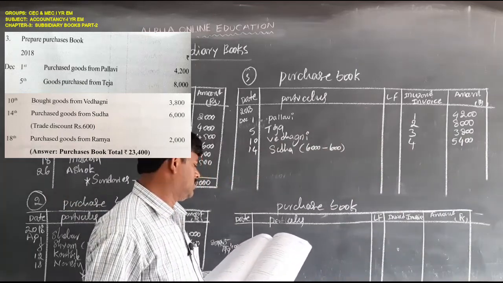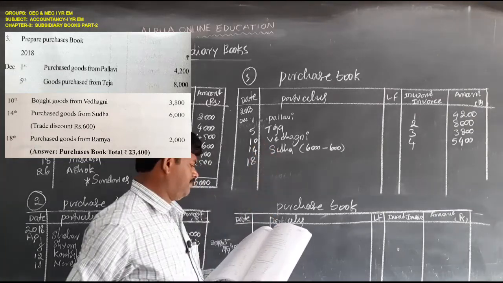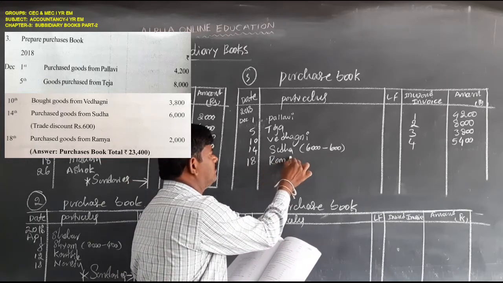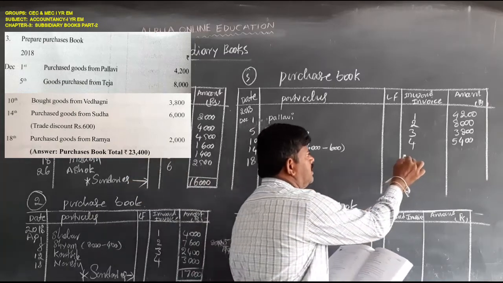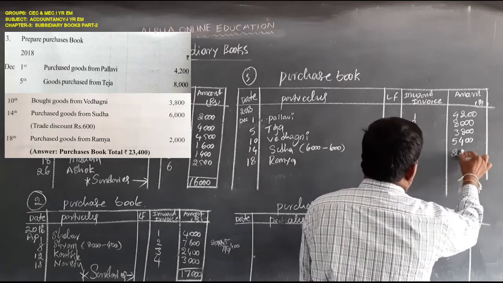Next, date number 18, December 18, Ramya. There is no trade discount, so directly write 2,000 rupees.